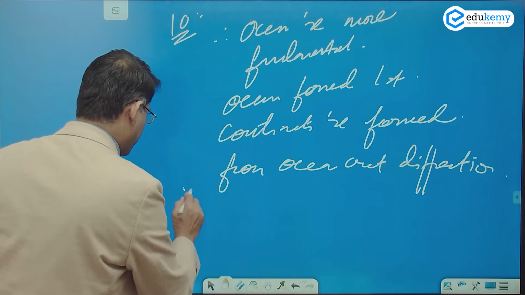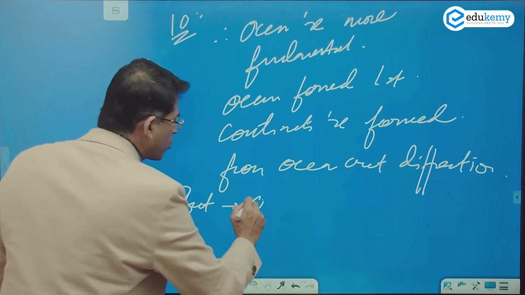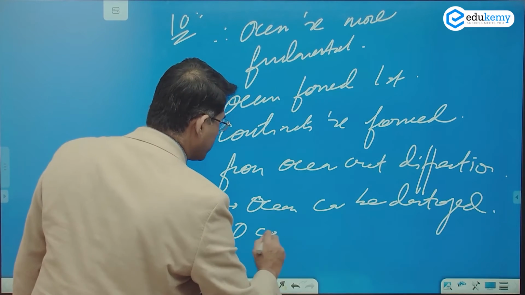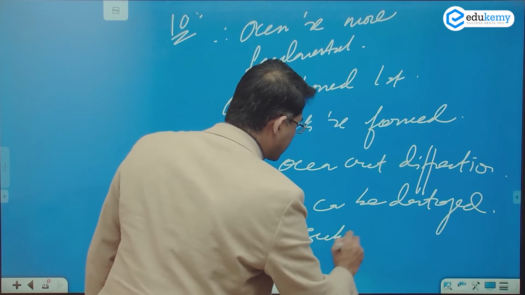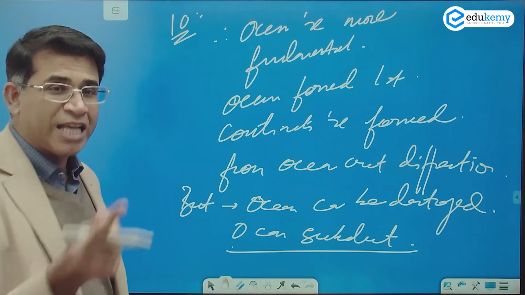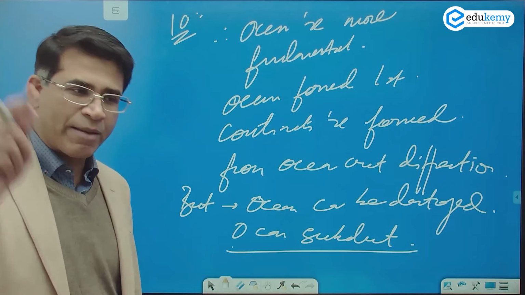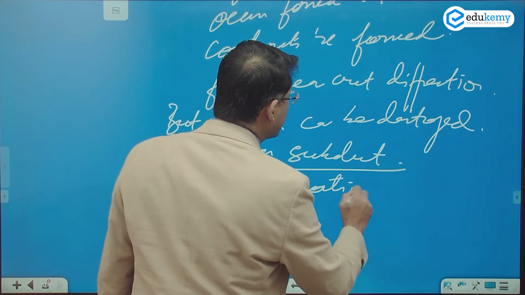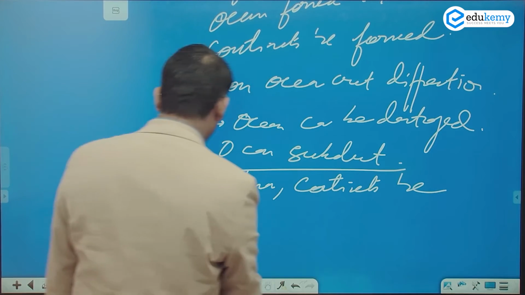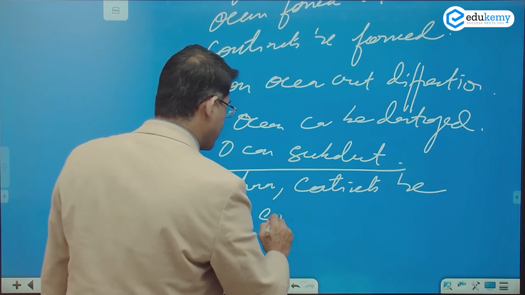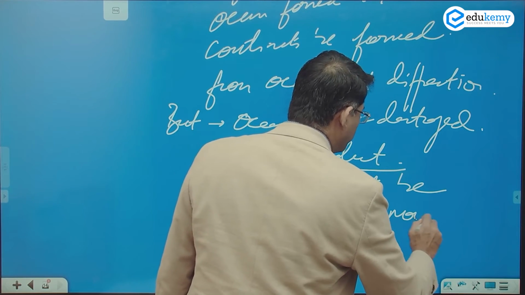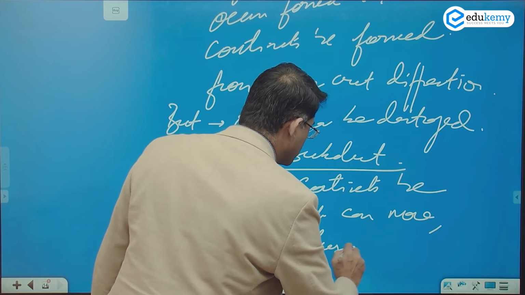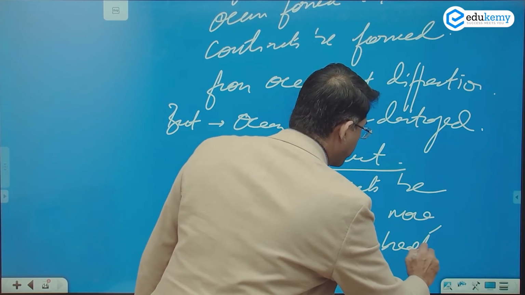But do you understand this? That oceans can be destroyed. Oceans can subduct. Oceans are more fundamental, but oceans can be destroyed. Oceans can subduct, whereas continents are forever. Continents can move, they can collide, they can fuse, they can break up.